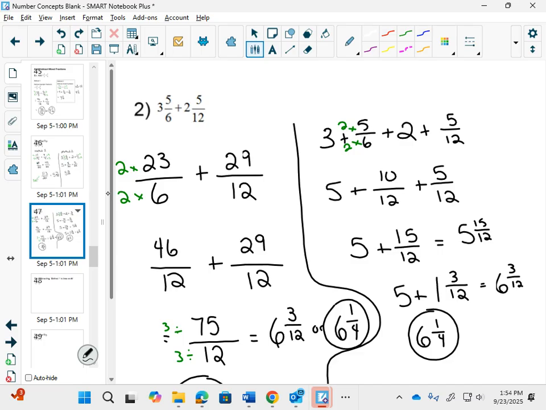But 15 is bigger than 12. If you have 15 pieces and it takes 12 to get a whole one, you see you have another whole one. 15 over 12 is 1 3/12. So that 1 can add to the 5 again, and we get 6 3/12, and it can get reduced to 1/4 again.